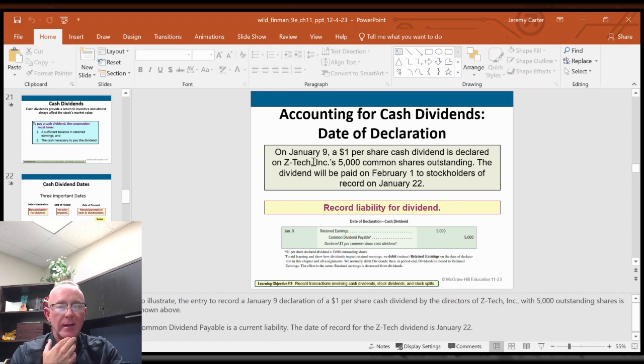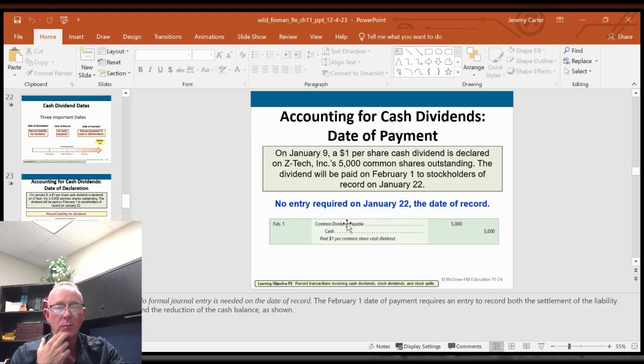All right. So on January the 9th, we record a $1 per share cash dividend. On its 5,000 shares, we record the $5,000 retained earnings, reduce our retained earnings, and book the payable. All right, it's going to be paid on February 1st. Recorded on that date, that's fine. Nothing happens then. All right, and then we actually record the cash payment on February the 1st.